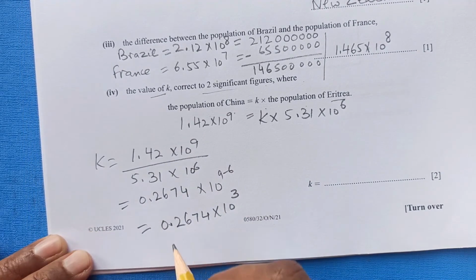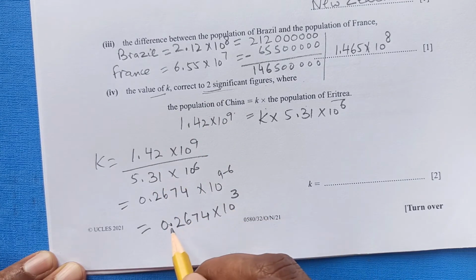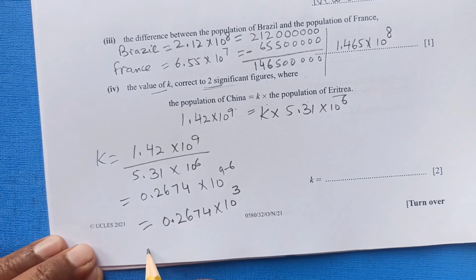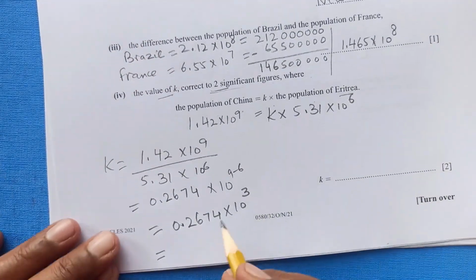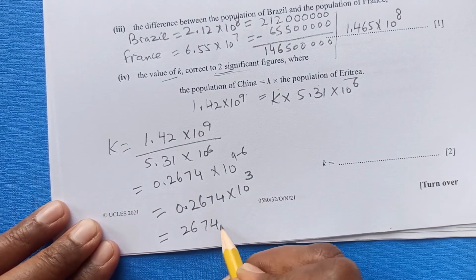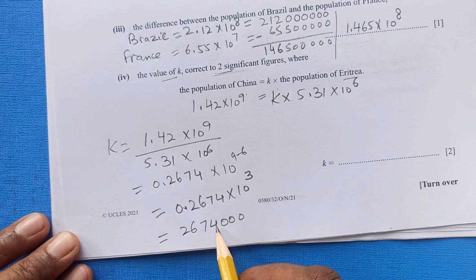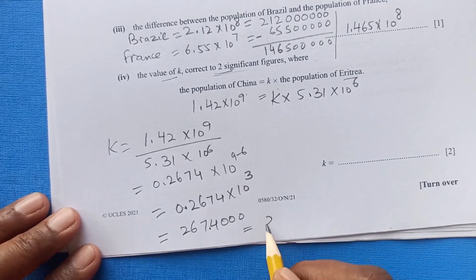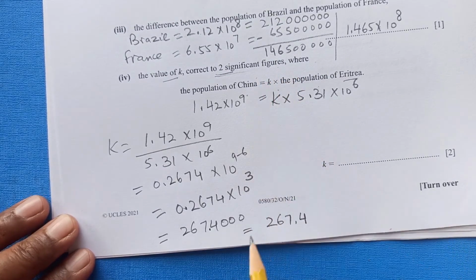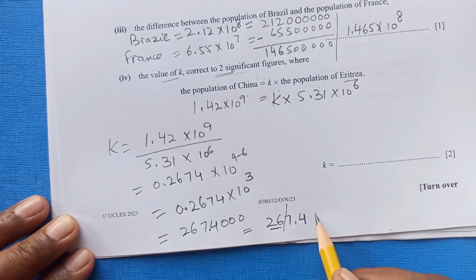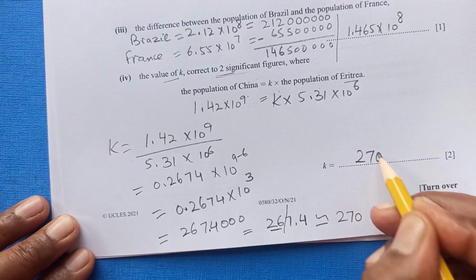But we want to write down this correct to two significant figures. So first we need to remove the decimals from here, I mean the power 10 here. So that is 2674, 1 2 3 zeros. Then here we have 4 decimal places, 1 2 3 4. It will come here. So we have 267.4. So now we need the answer to two significant figures. Two significant figure is here. So this will be 270. So this is going to be our final answer.